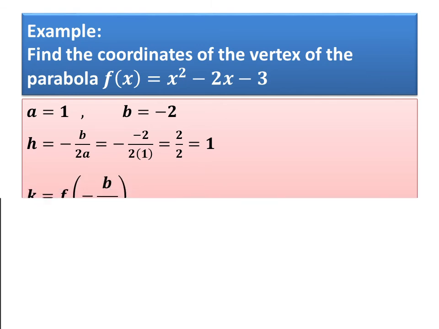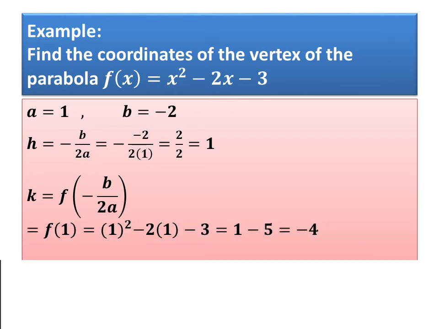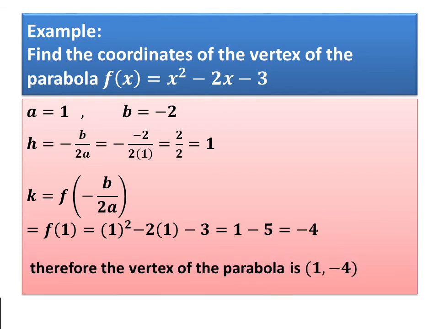Now k is equal to f(h), which is f(1). We substitute 1 in the given function. We get 1² - 2 times 1 - 3. We do the addition and the subtraction. We get f(1) equals -4. Therefore, the vertex of the parabola is the point (1, -4).